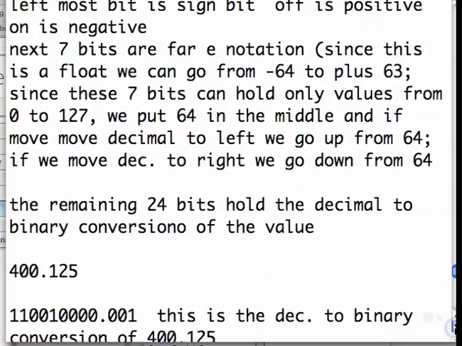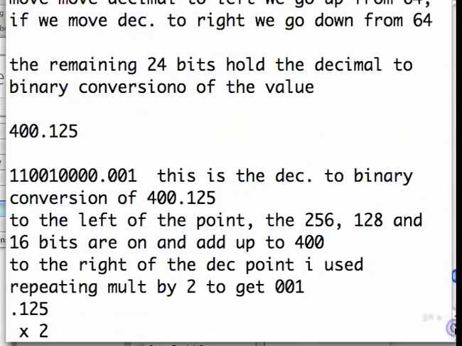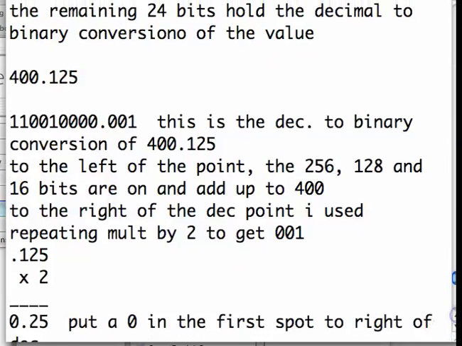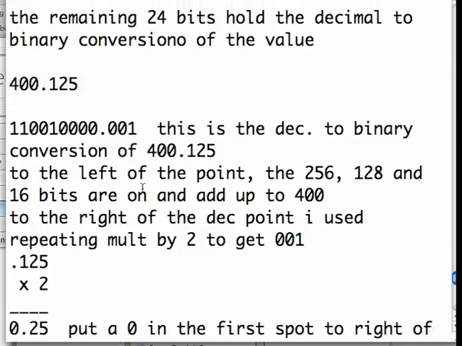So if we take 400.125, if we convert this into binary, we need to do it in 2 phases. We need to do the phase to the left and then the phase to the right. So if we have a decimal point here, this is worth 1, this is worth 2, this is worth 4, 8, 16, 32, 64, 128, 256.